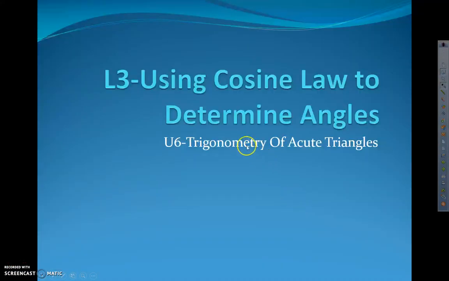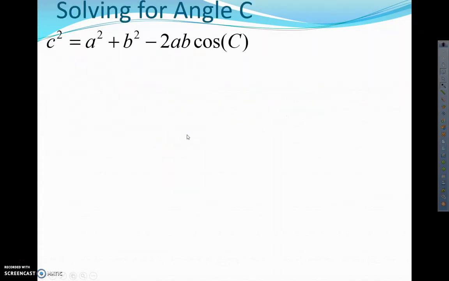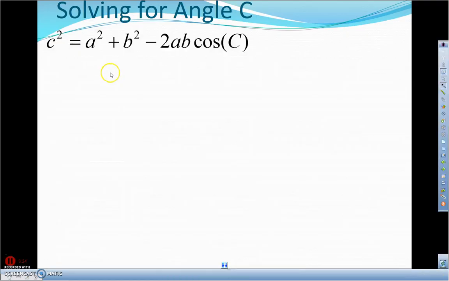We're now moving into lesson 3, which is using cosine law to determine angles. So specifically, our learning goal for today is to determine the measure of angles in acute triangles using the cosine law. And here we can start with the derivation. Go back one spot. Let's take a look.